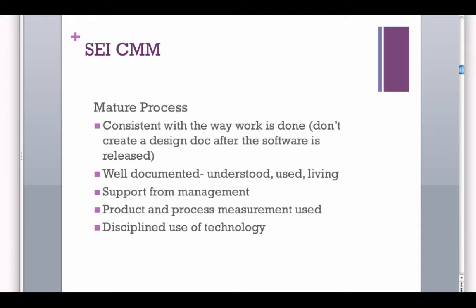A mature process is supported by management. Okay. So oftentimes it's hard to get managers on board with this idea of process improvement. They see a process as overhead, right? If we're going to follow this process, that means the deadlines are going to get pushed out, the total costs are going to be more, because really it's more work.